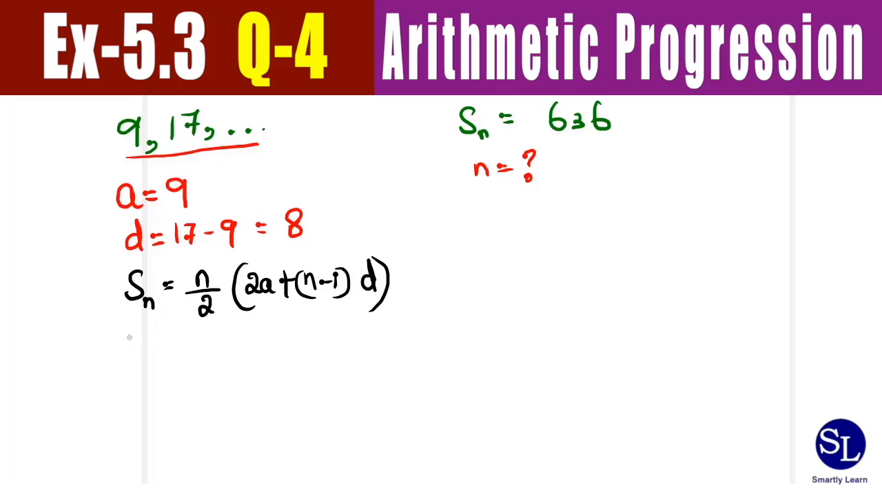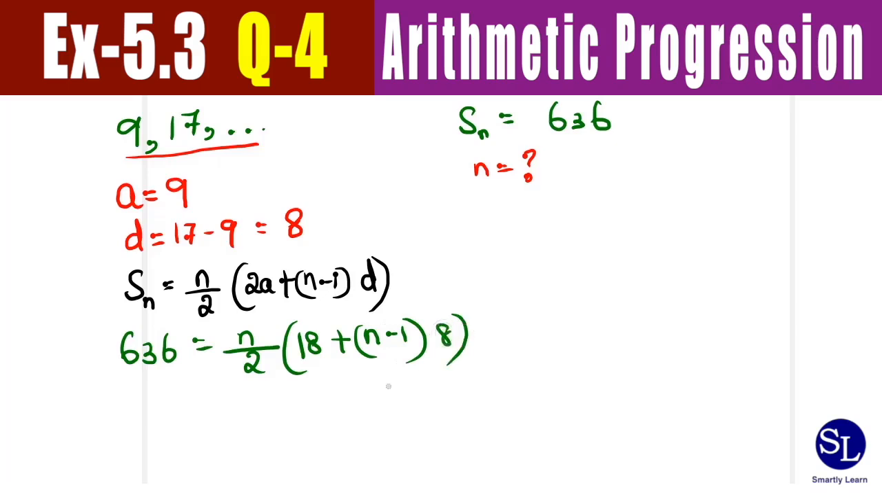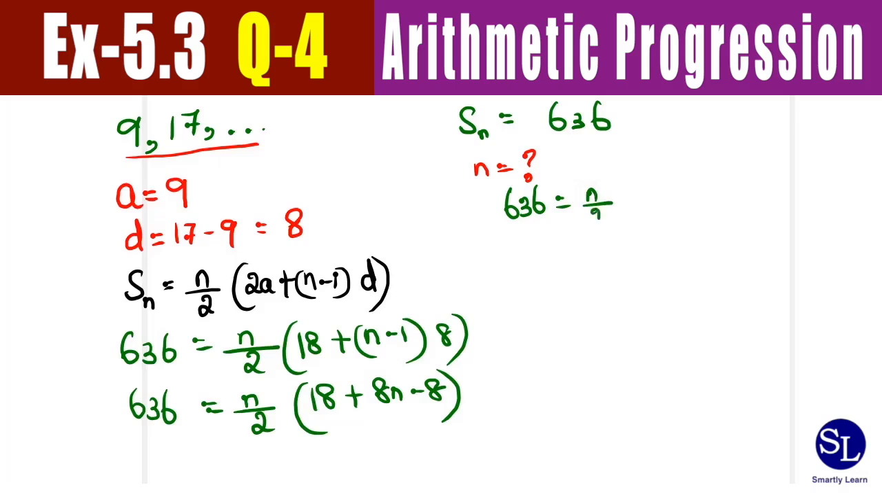So let's start substituting. So 636 is equal to N by 2 into 2A. So 2 into 9, which is 18, plus (N minus 1) into the D value, 8. So now let's simplify. 636 is equal to N by 2 into (18 plus 8N minus 8). So again, further simplification: 636 is equal to N by 2 into (18 minus 8 is 10), so 10 plus 8N.